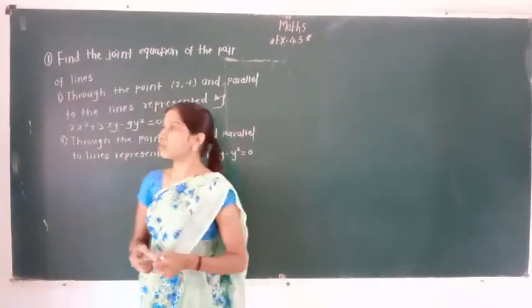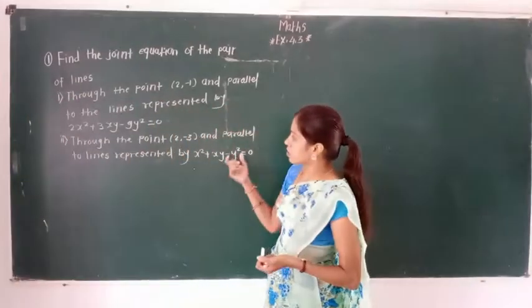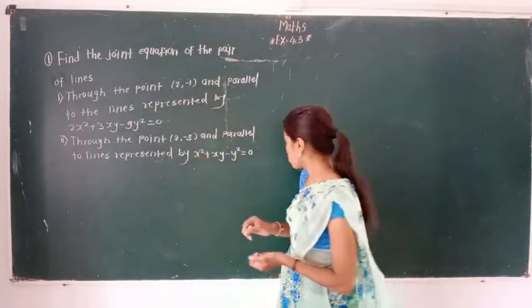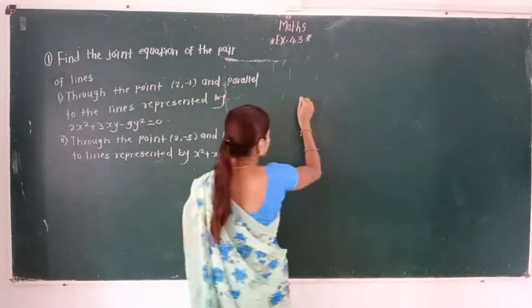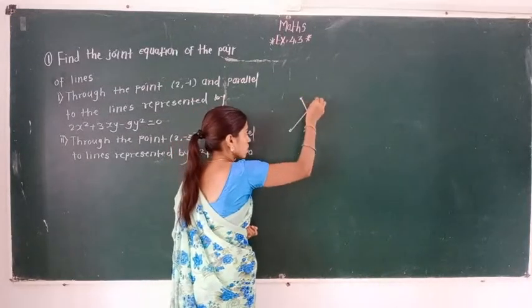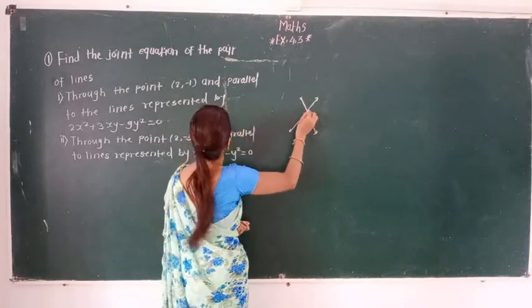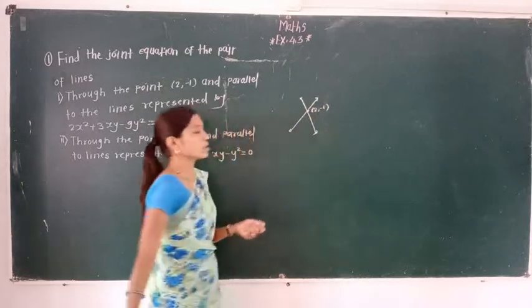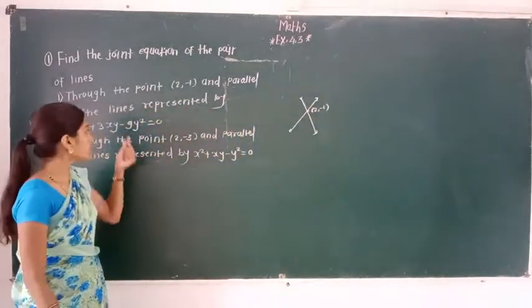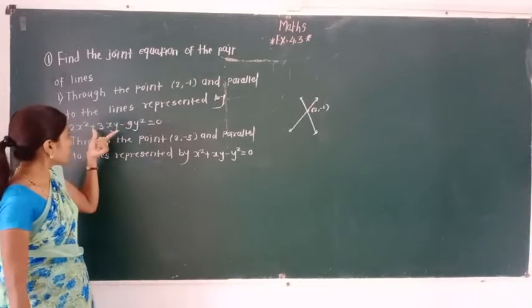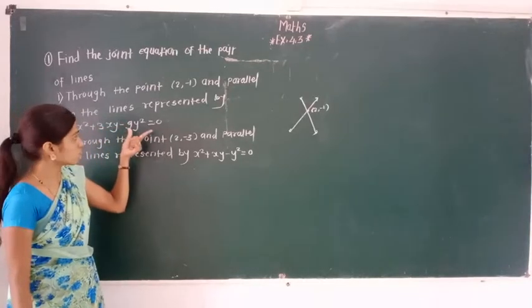Now see. We have to find the joint equation of two lines. They pass through the point (2, -1). These are the two lines, and these two lines are passing through the point (2, -1). Now the combined equation of the given lines is 2x² + 3xy - 9y² = 0.